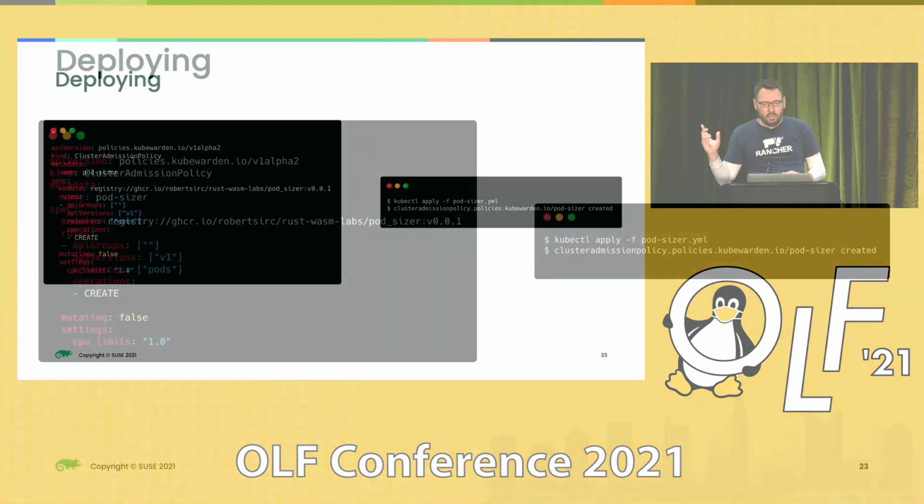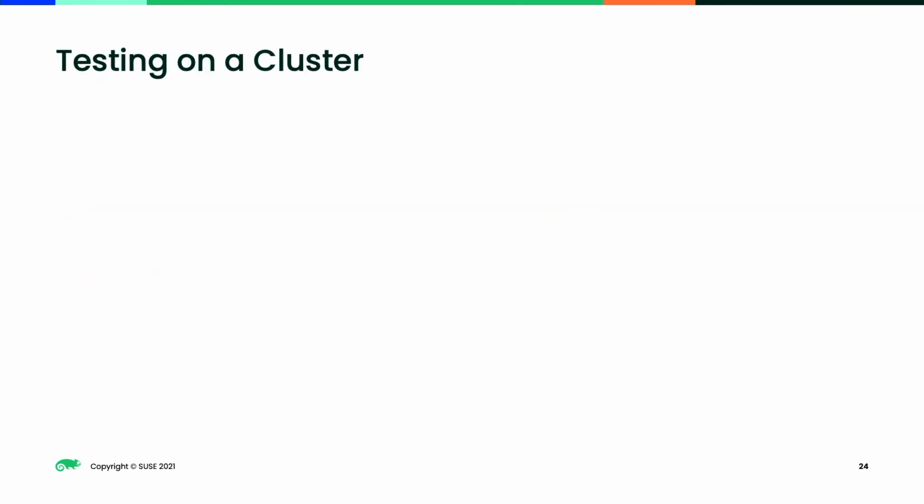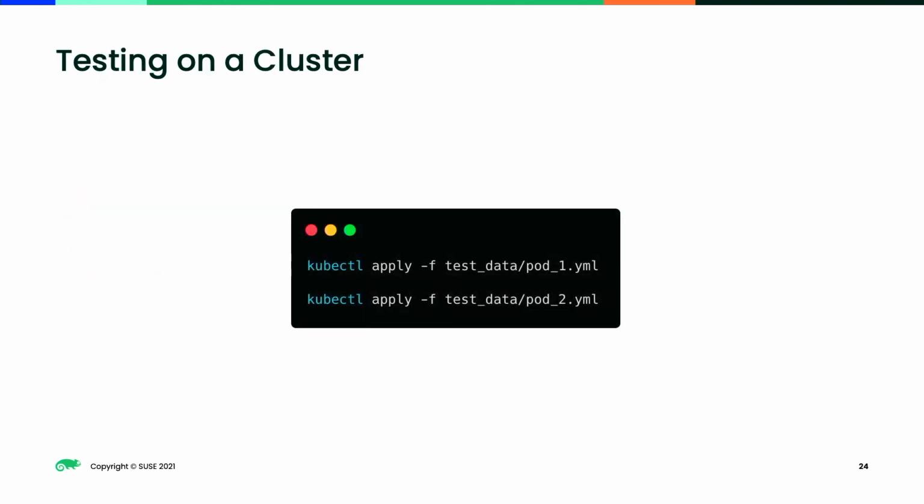And then from there, you can be able to see it, right? You can apply that particular YAML and it will create that policy for you up there. But to test it, all you really have to do is just apply and test a pod with more than one of that CPU.